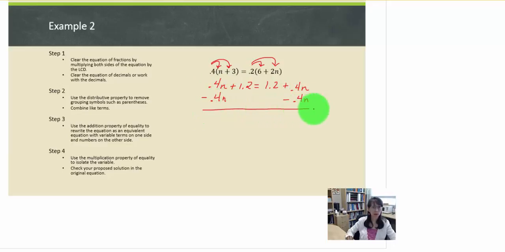And notice what happens. N eliminates from both sides of the equation, leaving the constant 1.2 equals 1.2. Well, that's true. Those numbers do equal each other. So this is a case of an identity.